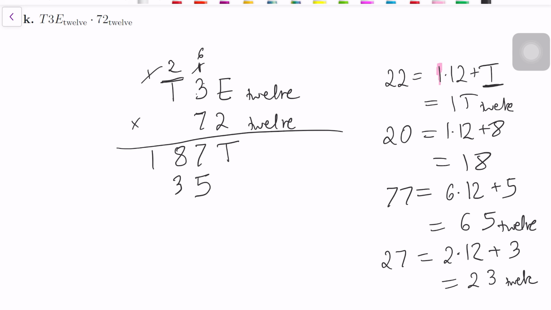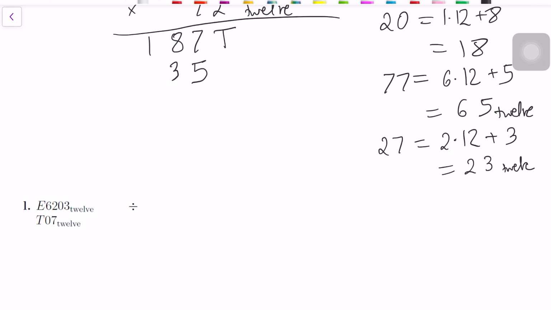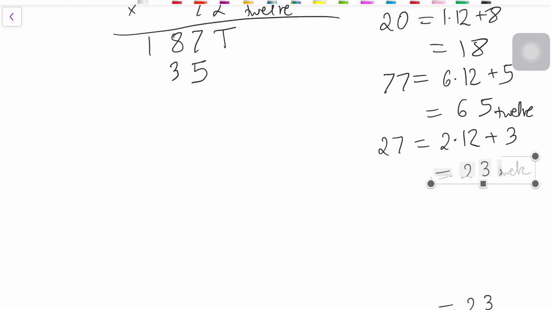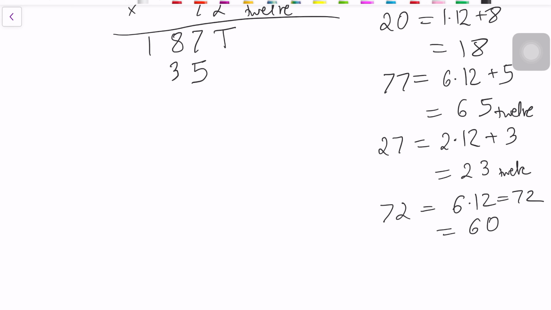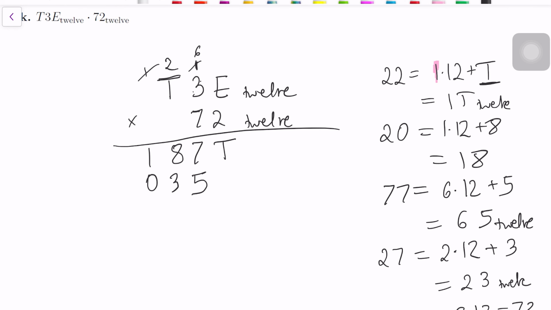And then 7 times T, so 7 times 10 is 70, plus that 2 will give me 72. And 72, I'm going to write it down here, 72 will be, I think, 6 times 12, right? That's exactly 72, so that's going to be 60 in base 12. So 0 units, okay? And 6 twelves, so that carries over here, 6.